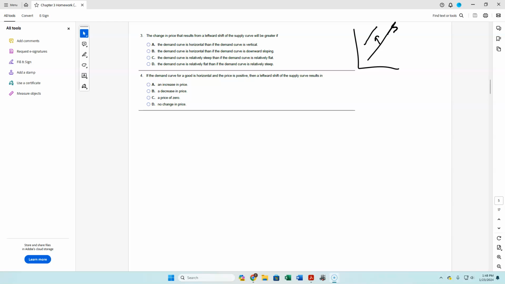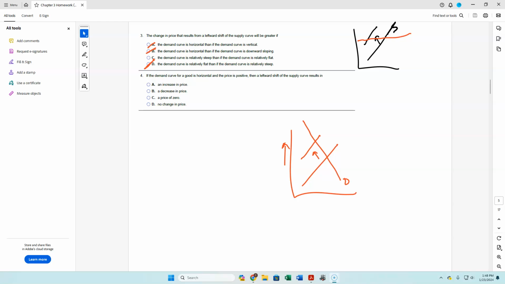So if it was flatter, let's just say completely horizontal, then we would see no change in price. So we pretty much know that it can't be relatively flat. And we can't have it really be horizontal. Really, we're only left with option C. And here we would see that because if we decrease my supply curve, but now I have a let's say a relatively steep demand curve, now we're going to see a lot of change in the equilibrium price.